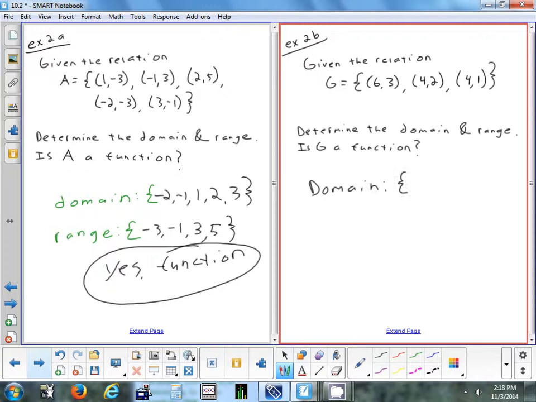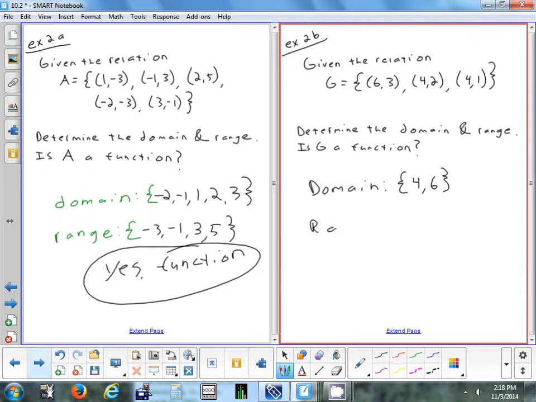What's your domain here? Domain is section. Ben, what's my domain? 6. Anything else? 4? Okay, those are the two numbers that we see in the x box.